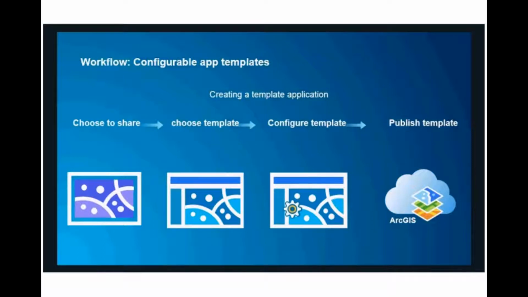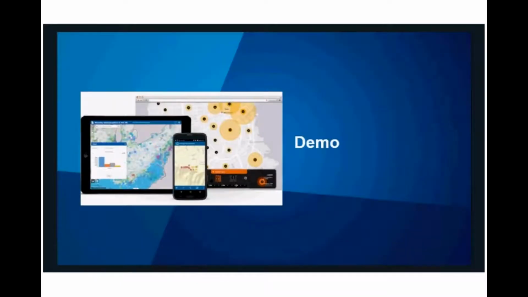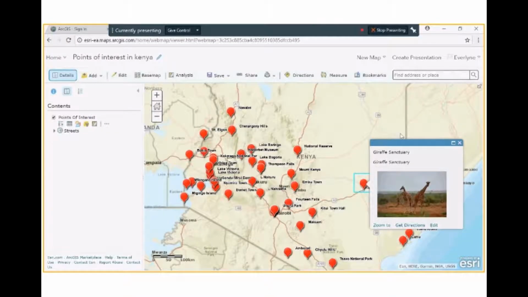From the map you can see that we have different points of interest, like the giraffe sanctuary. I'm just going to have the images take us through a short demonstration. We want to create an application that we can share either within this configuration template or with other members of the public. And so the first step in creating this application is sharing your web map.